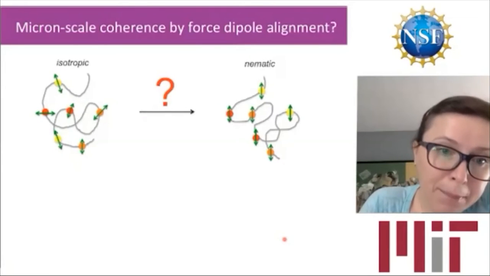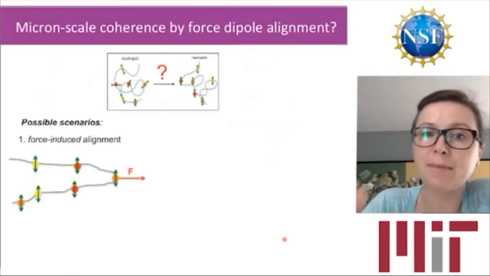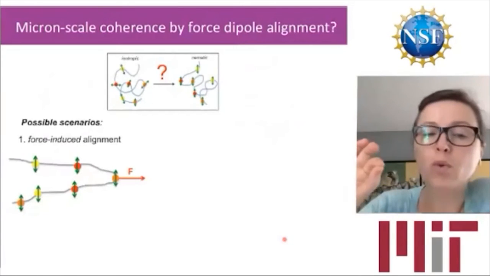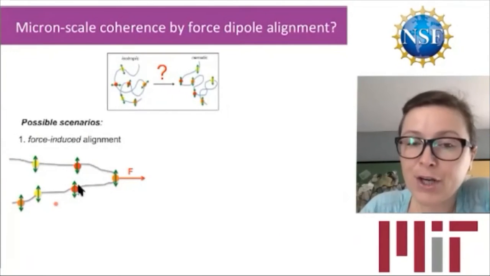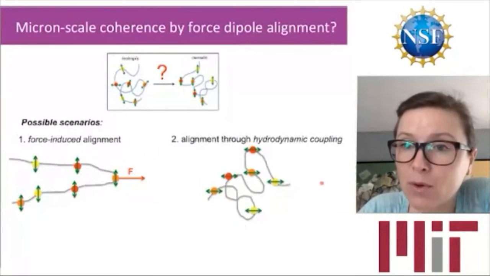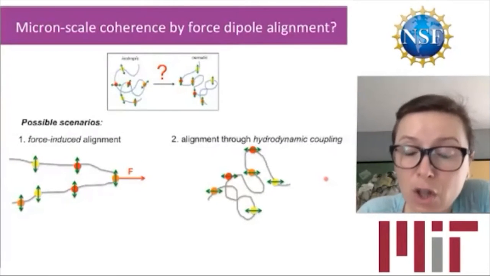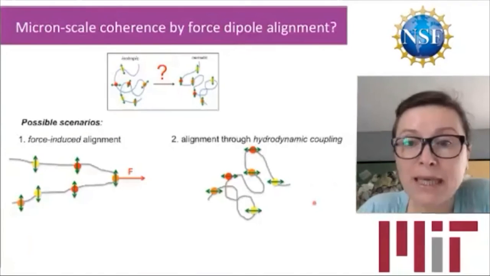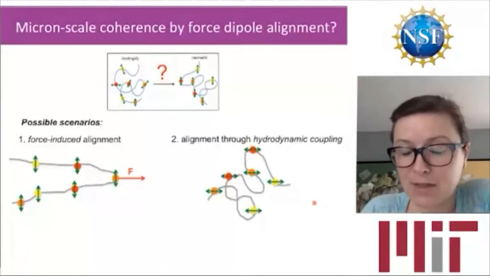How could that happen? One possible scenario would be force-induced alignment, where you have a transient force on the chromatin fiber, which pulls on one end and therefore aligns the fiber. Or you can count on strong hydrodynamic coupling, as here we are in the world of very low Reynolds numbers, and therefore the hydrodynamic coupling is very strong. Of course, in reality, both of these very likely occur.